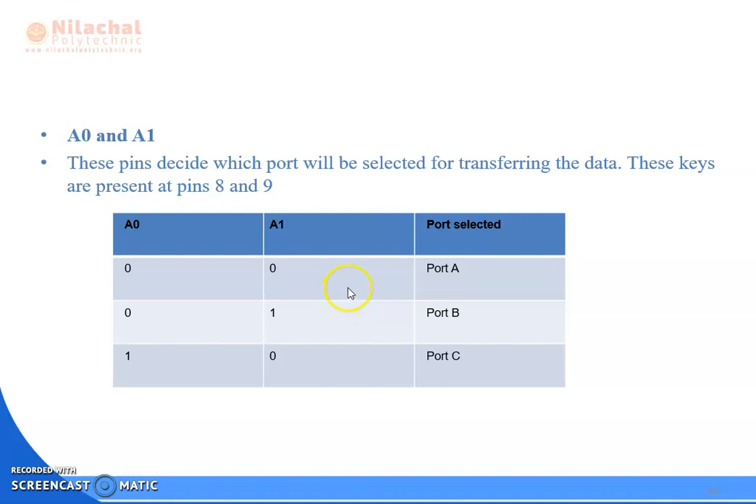Next, A0 and A1. These pins decide which port will be selected for transferring the data. These pins are present at pin number 8 and 9. So if A0 and A1 are 0, then the port is port A. If A0 is 1 and A1 is 0, then it is port B. And if A0 is 0 and A1 is 1, then it is port C.